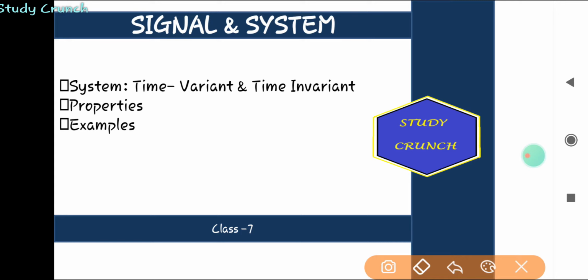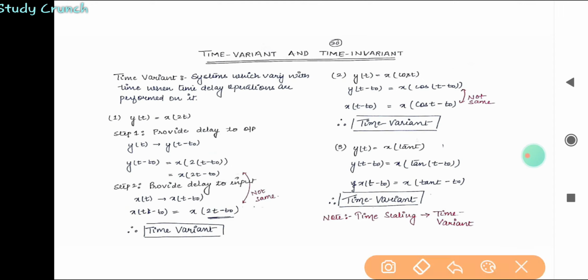Now we are on the 7th lecture, that is time variant and time invariant systems. Let's start. First of all, what are time variant and time invariant systems? Time variant systems are the systems which vary with time when time delay operations are performed on them. So whenever there is an operation on time of delay, then we have time variant systems.